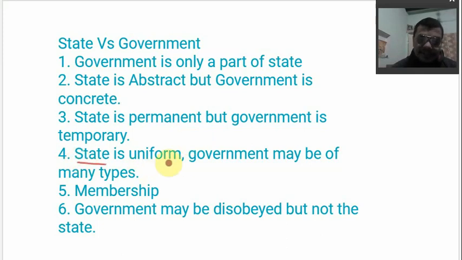Next point is state is uniform. For a state to exist, there are four essential elements that are needed. Okay, that is a uniformity throughout the world. Wherever there is a state, these four elements are existing. But government may be of different types.